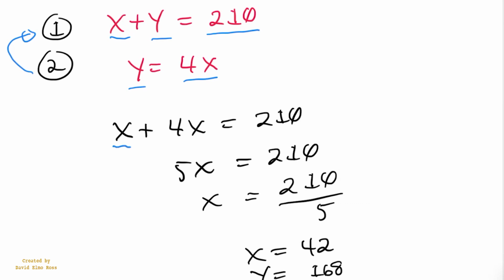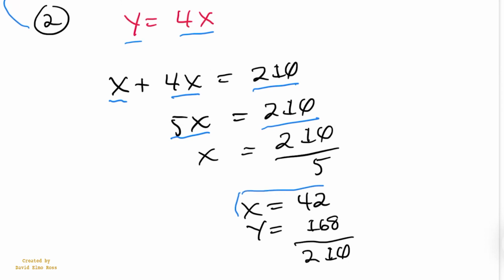So we've got X plus 4X is 210. That gives us 5X is 210. When we solve, we get X is equal to 42. And 4 times that is going to give us 168 for our boots. And when we add these two together, we do indeed get 210. So that is our solution.